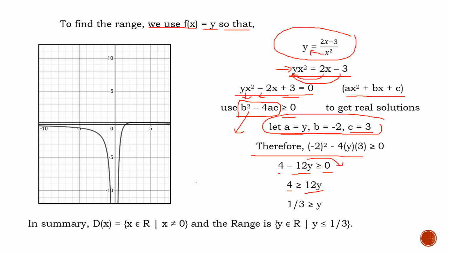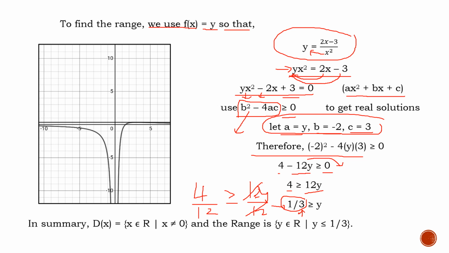So here, it becomes 4 over 12 greater than or equal to 12y over 12. We can cancel this 12 over 12 because it is equal to 1. 4 and 12 are divisible by 4, so we take the lowest term. 4 divided by 4 is 1, then 12 divided by 4 is 3. That's why it's 1/3 here, greater than or equal to y.